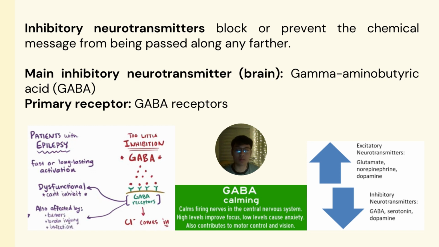Studies have shown that patients with epilepsy seem to have genetic mutations in which their GABA receptors are dysfunctional, so dili nila ma-stop ang signals very well. In addition to potentially having a primary genetic cause, these receptors and ion channels might be affected by all sorts of things like brain tumors, brain injury, or infection.